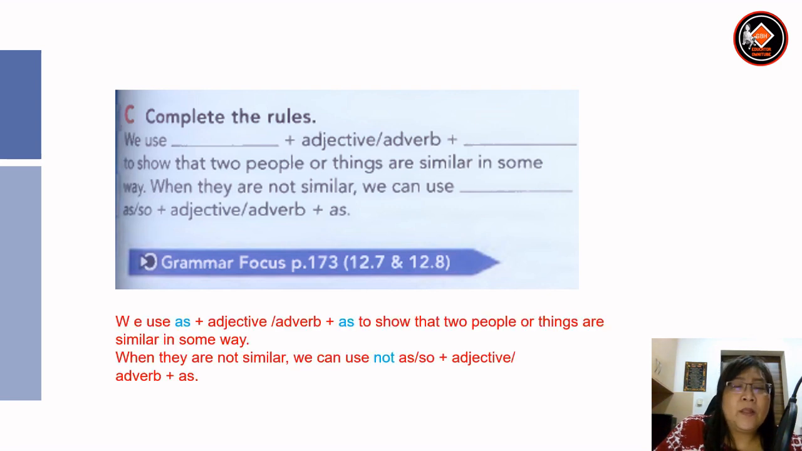So the answer is, we use adjective or adverb. Okay, before that we must put as. So we use as plus adjective and adverb and another as. So for example, as tall as or as fast as, to show that two people or things are similar in some way. And when they are not similar, what do we use? We use not. Okay, so not as or not so, plus the adjective or adverb, and we add another as.